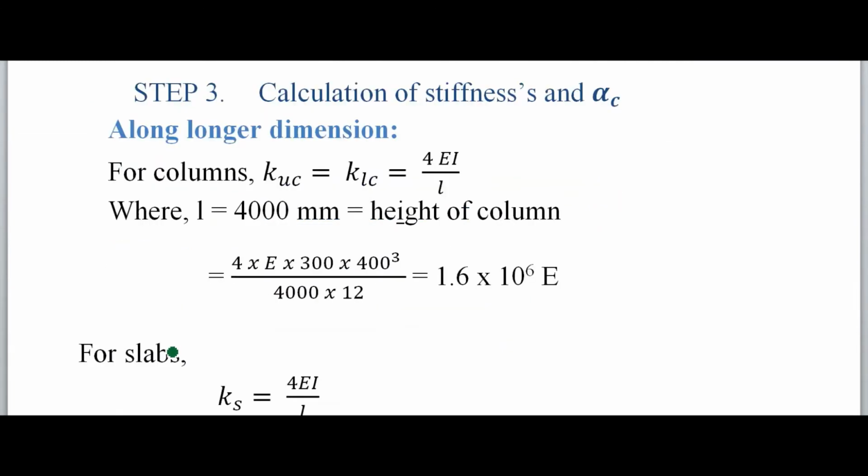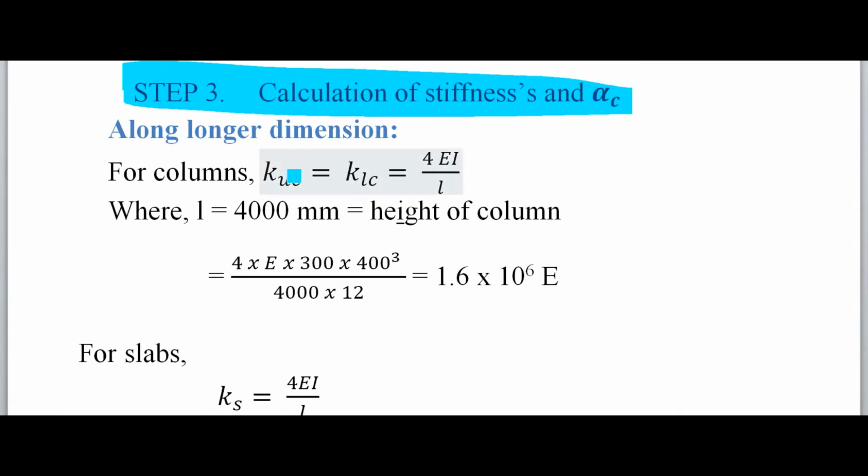Now we are going for step 3, calculation of stiffness and alpha C. Calculate stiffness along the longer direction. We have for the column KUC and KLC, 4EI by L. These are the equations of the stiffness for EI by L.